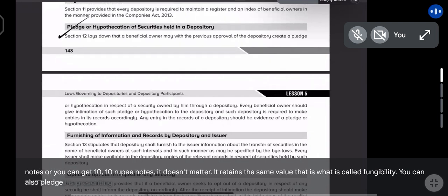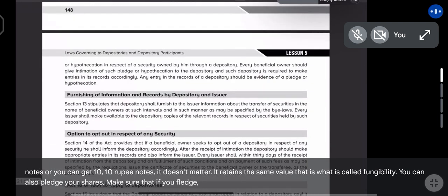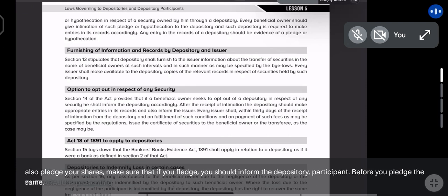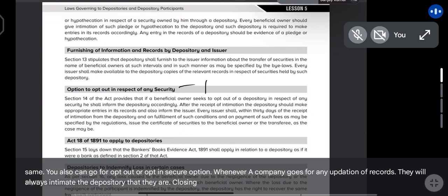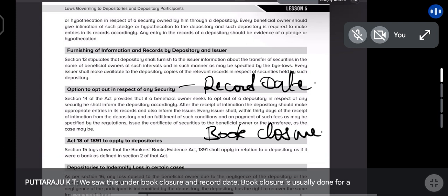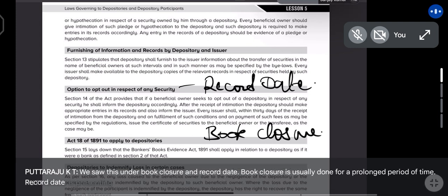You can also pledge your shares. Make sure that if you pledge, you inform the depository participant before you pledge the same. You also can go for opt-out or opt-in secure option whenever a company goes for any updation of records. They will always intimate the depository that they are closing their books. We saw this under book closure and record date. Book closure is usually done for a prolonged period of time. The record date is usually done for a single date. Those days, whoever buys or sells the securities, it doesn't matter. These transactions will not be recorded. So you can opt out for these securities also.